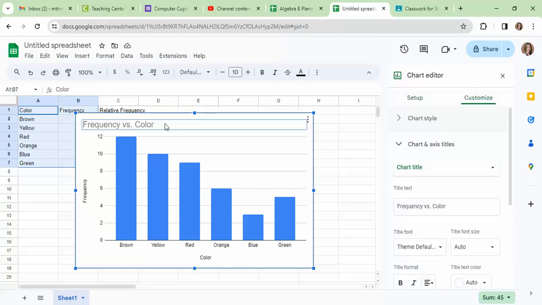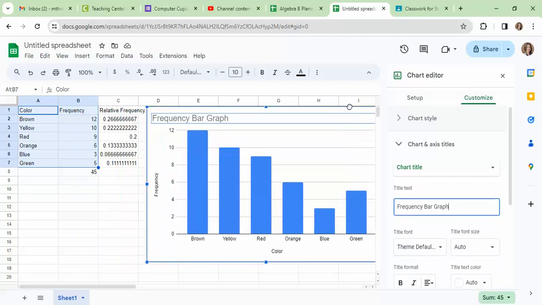So if we look at that, maybe I didn't want to call it frequency versus color. Maybe I wanted to call it something else. If you look over here under chart and axis titles, you can change any of those. So maybe I want to say frequency bar graph, or whatever you might want to call it. Did everybody get that table? I have a question. Uh-huh. I don't know how to get back. Graph. I'm just going to pull that one over to the side.